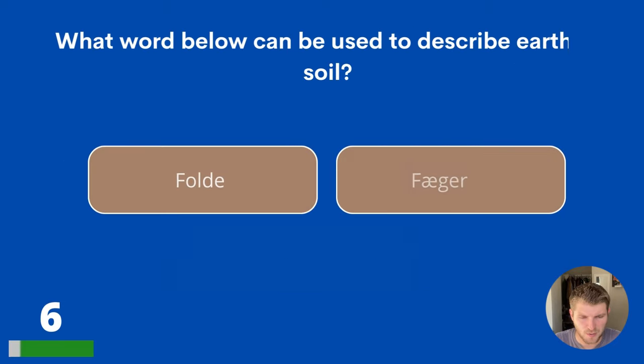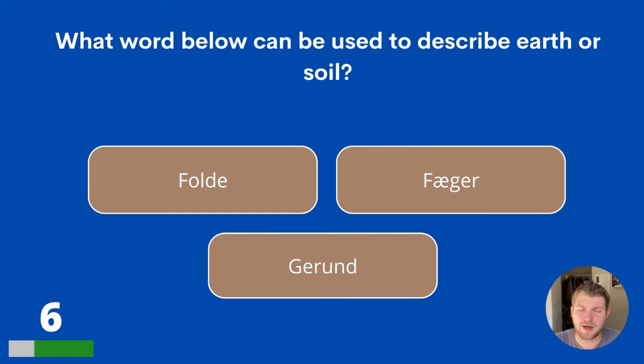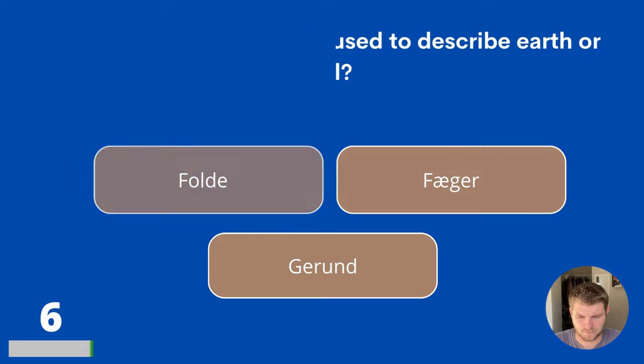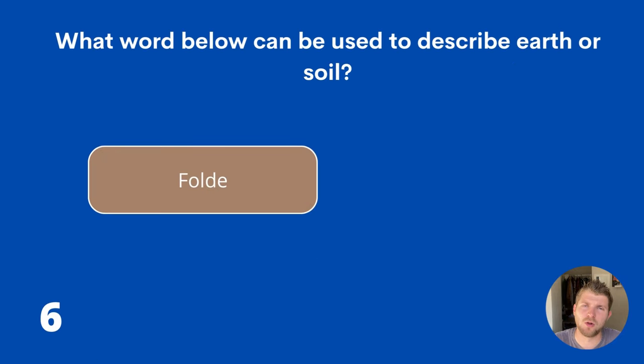Question 6. What word below can be used to describe earth or soil? Fold, fager, or gerund? The answer is fold.